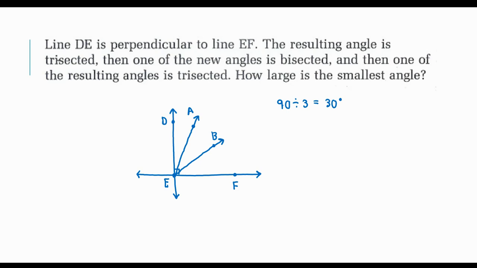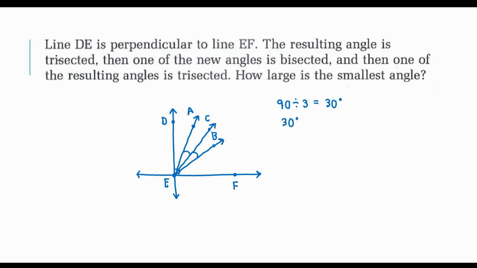The next part of that sentence says, then one of the new angles is bisected. So that means that between those 3 new angles that are 30 degrees, one is being bisected. Remember, bisect means to divide into 2 equal pieces. So I'm going to just go with the middle angle of AEB. If it's being bisected, that's now creating these angles here of angle AEC and CEB.